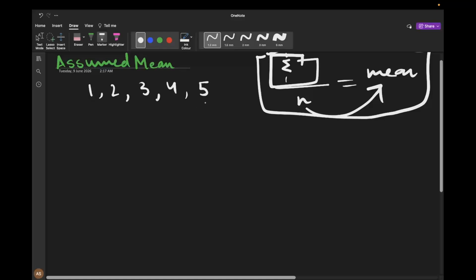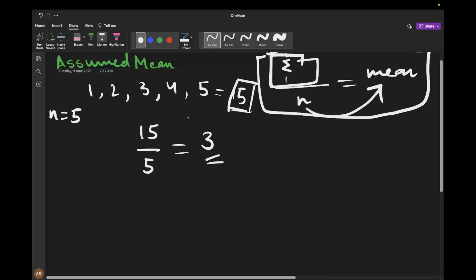Coming back to our five numbers. Five numbers means n equals 5. Now add it all up, we get 15. 5 plus 4, 9, 12, 14, 15. We'll keep the sum here. So now we have 15 by 5, which is basically sum by n, equals our mean, which is 3.